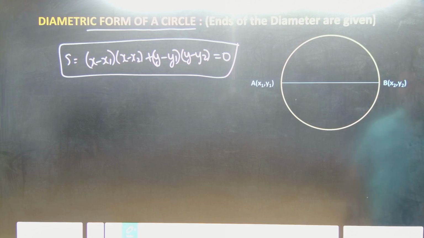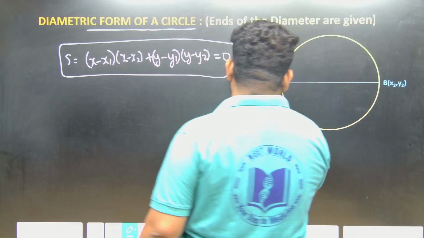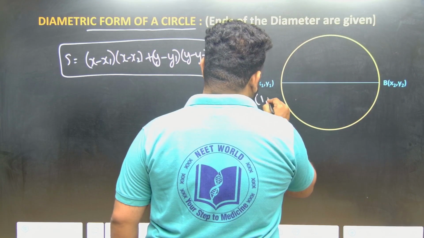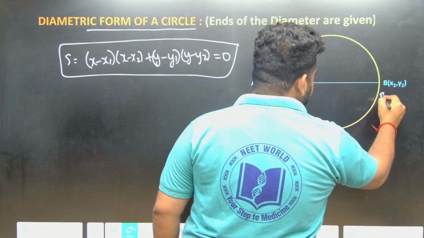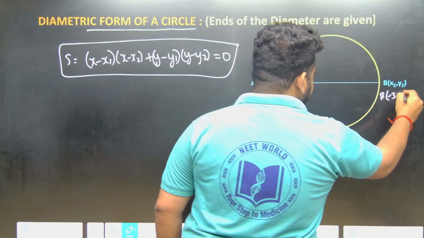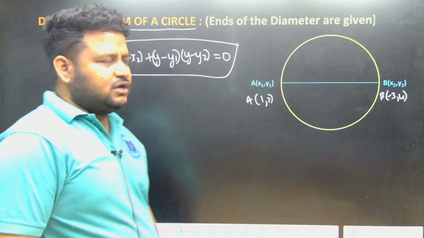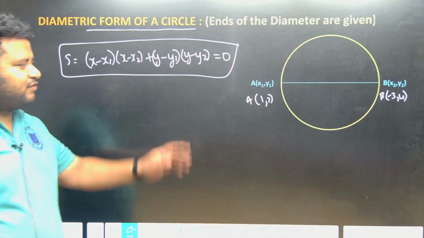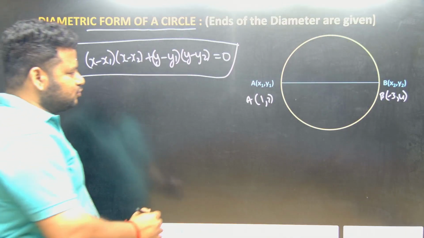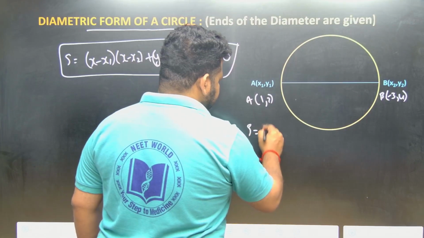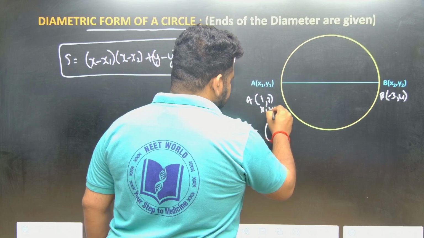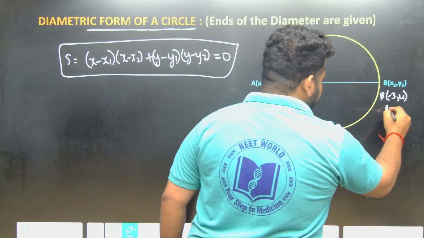Now suppose the coordinates of A are given as 1, 2 and the coordinates of B are given as minus 3, 4. If they ask you to find the diametric form of the circle, how do you do it? Here S will be equal to (x minus x1)(x minus x2) plus (y minus y1)(y minus y2), where x1, y1 is 1, 2 and x2, y2 is minus 3, 4.